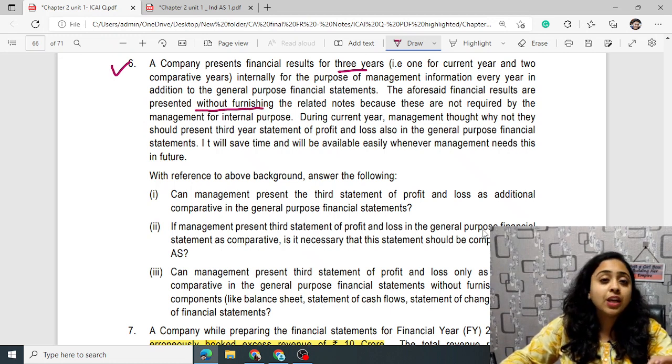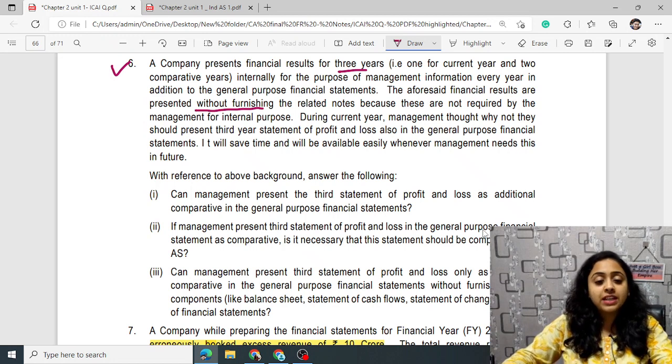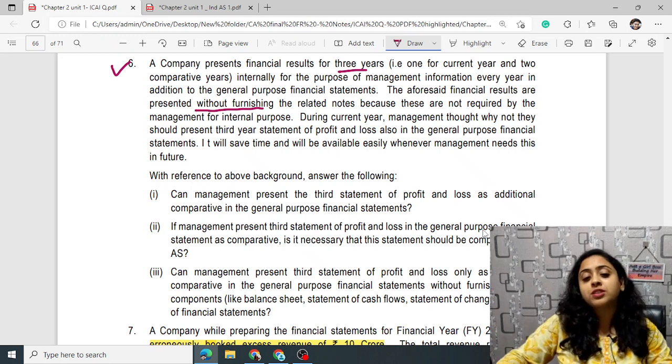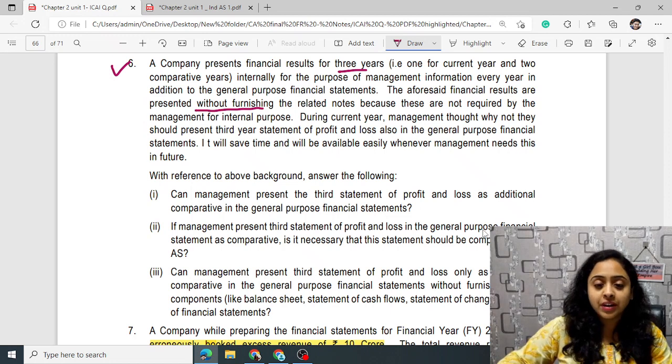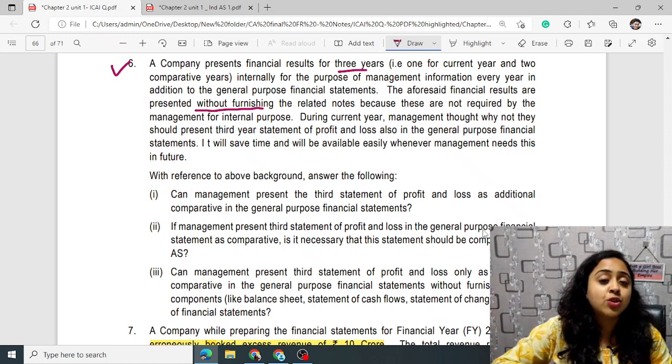internal purpose. You know that a complete set of financial statements will be known only and only when it has balance sheet, P&L, cash flow statement, change in equity and notes to account. So it has not prepared any notes to account because the management for internal purpose does not require it. But you know that Ind AS 1 is not applicable on interim financial statements.